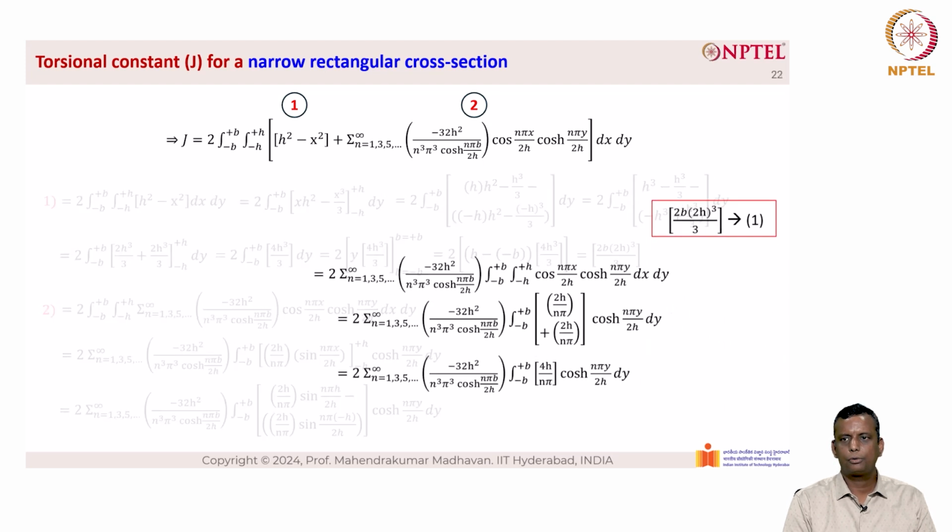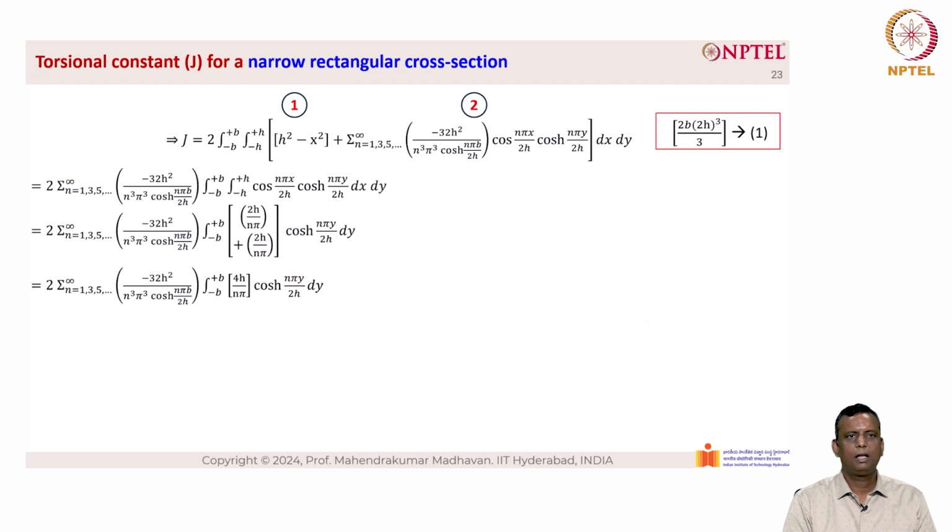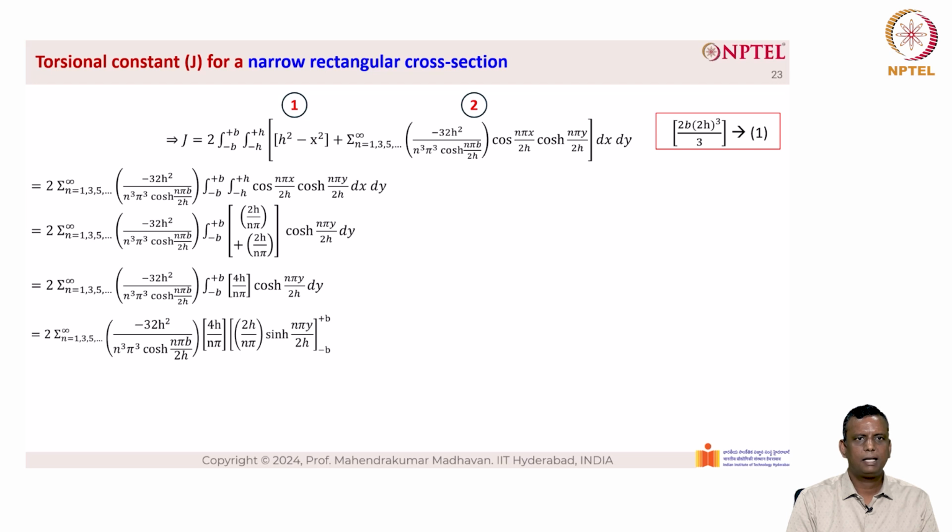And then we continue to the next slide here, and we still have these values, minus b to plus b, into 4h by n pi into cosh n pi y by 2h into dy. We have to integrate this one. So, when we integrate it, we have 2h by n pi into sinh n pi y by 2h. This is the value that we get when we integrate cosh n pi y by 2h. Again, we substitute the values minus b and plus b.